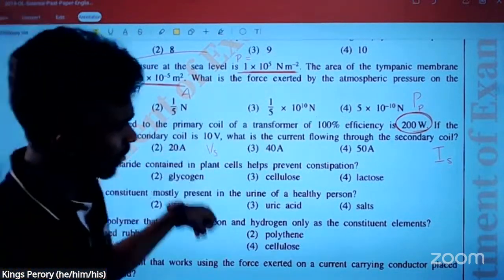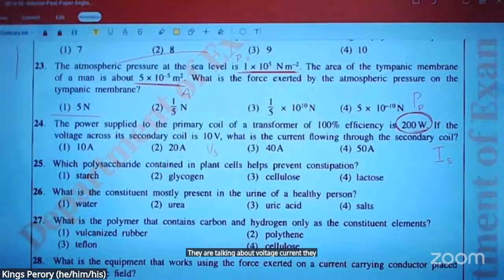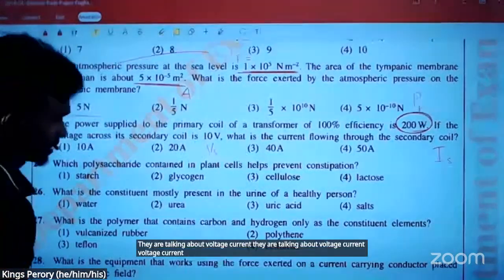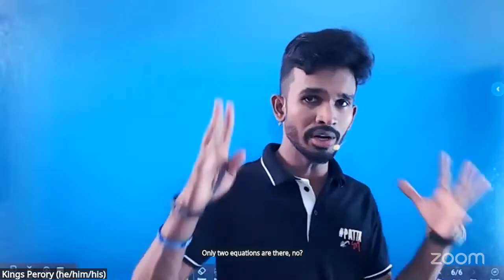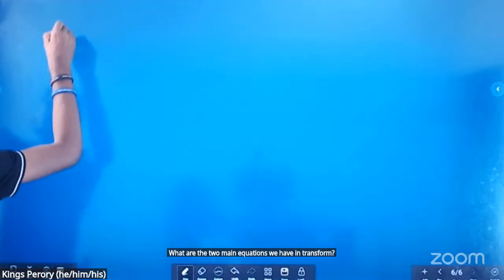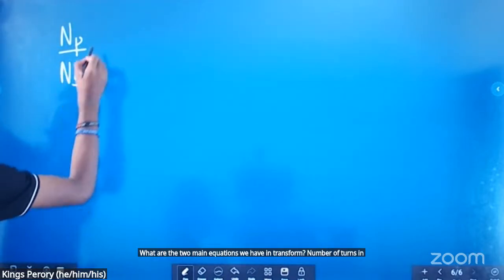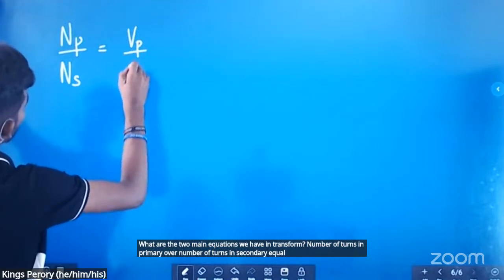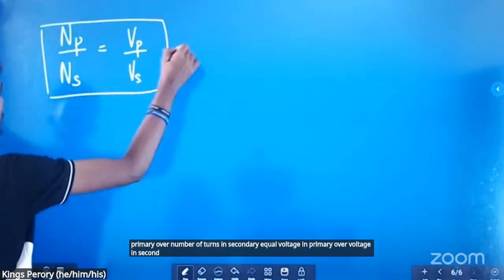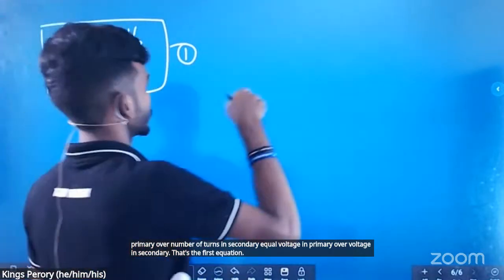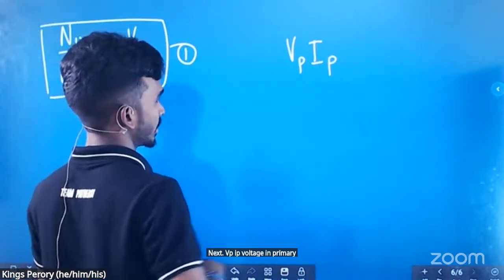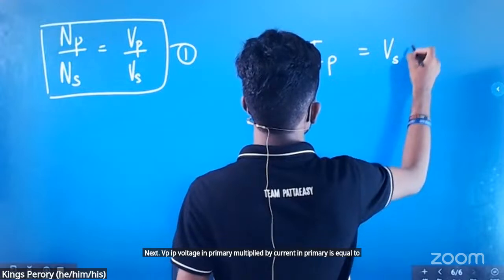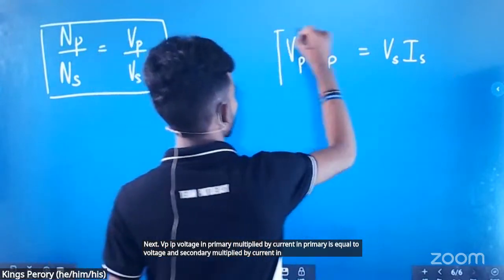They are talking about voltage, current. In transformers, only 2 main equations are there. What are the 2 main equations we have in transformer? Number of turns in primary over number of turns in secondary equals voltage in primary over voltage in secondary. That's the first equation. Next, VPIP, voltage in primary multiplied by current in primary is equal to voltage in secondary multiplied by current in secondary. This is the second equation.